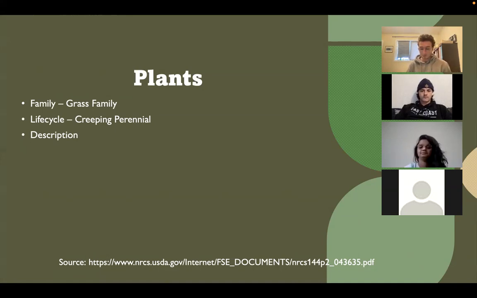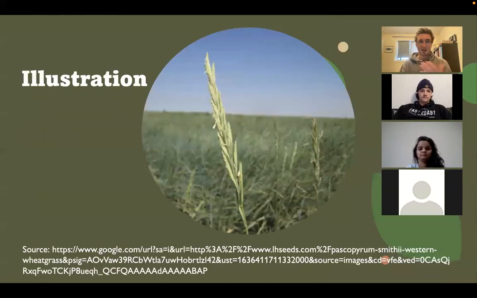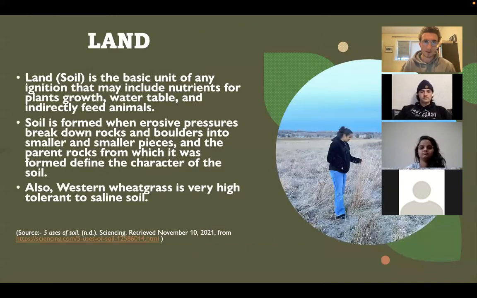This plant looks much like a wheat plant, but with a bluish color. It is also called blue stem wheatgrass due to its blue stem. It's a cool season perennial. Likes the cold. Here's an illustration of what it looks like. Kind of like a wheat plant, but not as much detail to the head. So that sums up the plants. Onto the land.